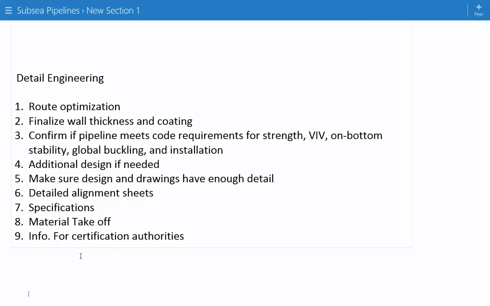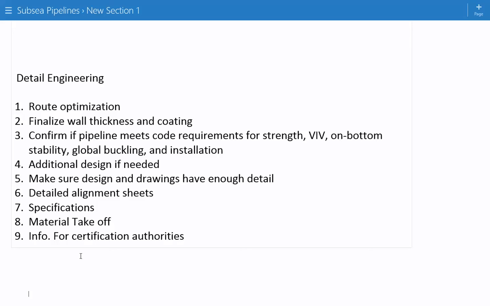You're confirming that the pipeline meets code requirements for things such as strength, VIV (vortex-induced vibrations), on-bottom stability, global buckling, and installation. And you're confirming whether the design is sufficient or if any additional design is necessary that wasn't done in the preliminary engineering phase. Fifth, you're making sure that the development of the design and drawings is sufficient for the scope you're working on. That may include pipeline tie-ins, crossings, span corrections, risers, shore approaches, and subsea structures. You have to take all that into account.